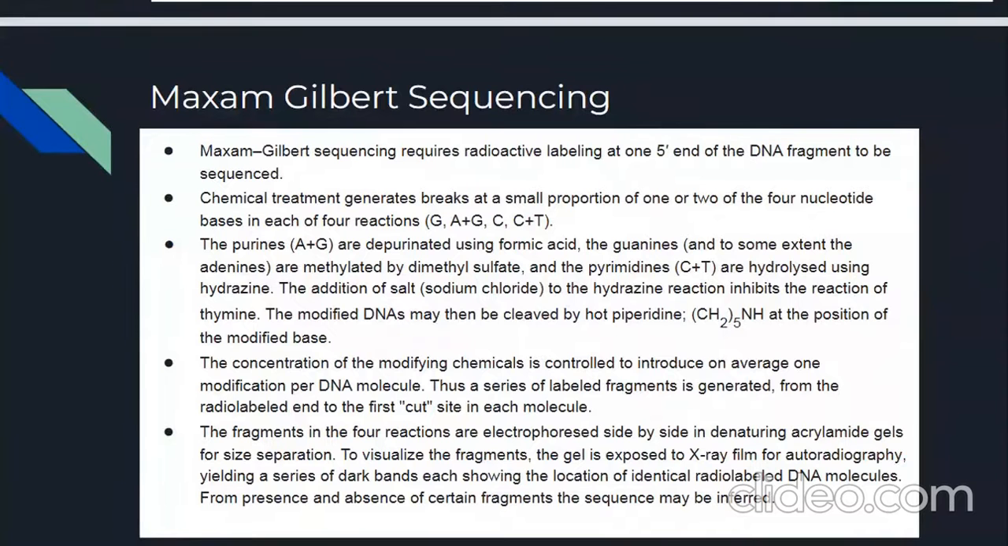So if you want to degrade purines, you would want formic acid and dimethyl sulfate. The formic acid cuts at certain positions, the A plus G positions. After that you use dimethyl sulfate to cut at G positions, or you can also use piperidine to cut at certain positions. Okay, so they are G positions, and you have C and T, which are pyrimidines. To cut at C plus T positions, you would want hydrazine.